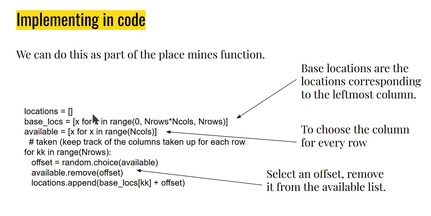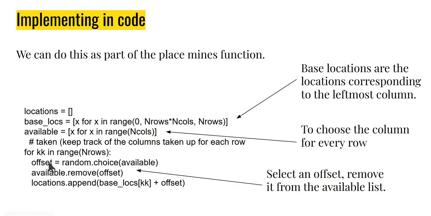Basically, I'm going to say that, okay, look, let me define something called base. Now, by base locations, I mean the column on the extreme left. Notice this is a range, in steps of n rows. So let's make sure that I'm on the leftmost column. Thereafter, I run a for loop across rows.